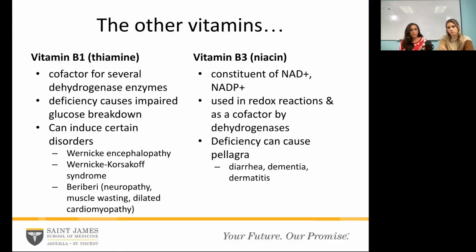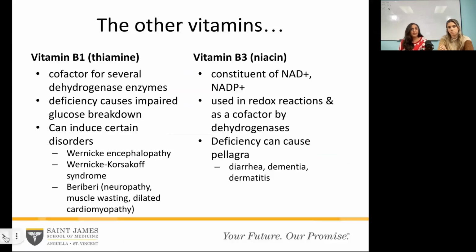Vitamin B3, also known as niacin, is a constituent of NAD+ and NADP+. It's used in redox reactions and as a cofactor by dehydrogenases. A deficiency of niacin would cause pellagra, which would entail diarrhea, dementia, and dermatitis, or the 3 Ds.